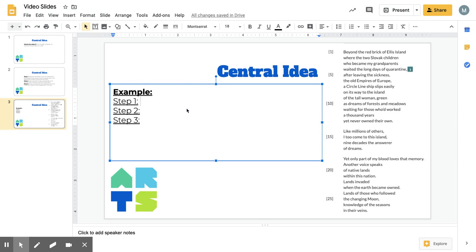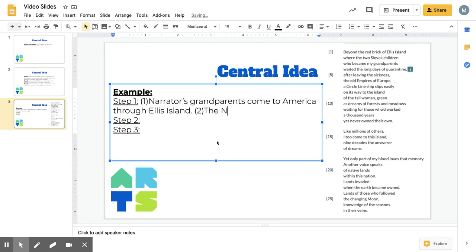So at the beginning of the poem, narrator's grandparents come to America through Ellis Island. So that's our first one. Our second gist would be from this middle stanza. "Like millions of others, I too come to this island, nine decades answerer of dreams." So this is the narrator comes to visit after generations of his family have lived here.